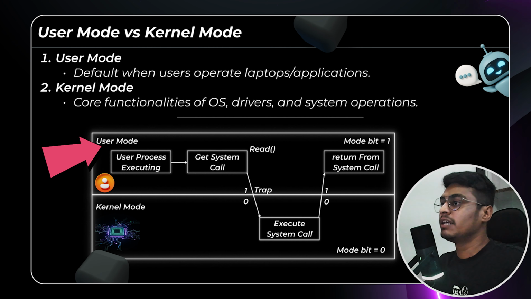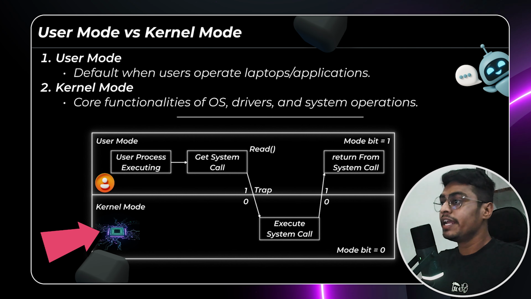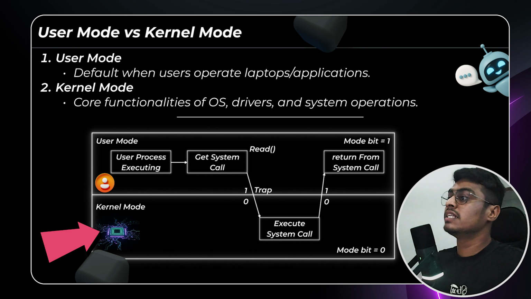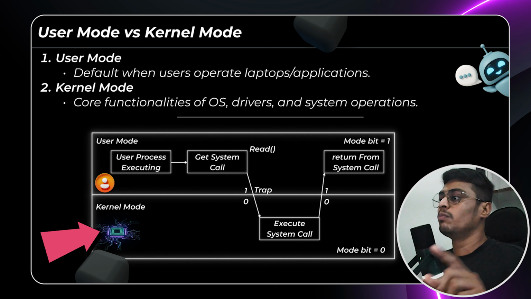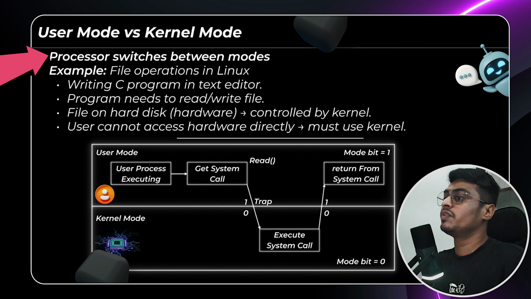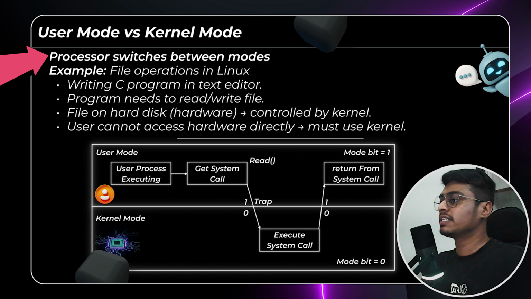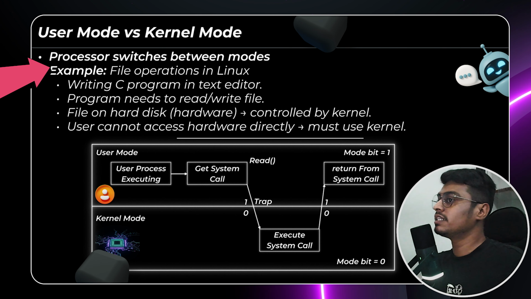User mode, as the name suggests: when we as users turn on our laptop and use applications, we are in user mode by default. In kernel mode, all core functionalities of the operating system, major drivers, and system operations execute. The processor keeps switching between these two modes. Let me explain with an example. The example is a file operation in Linux.